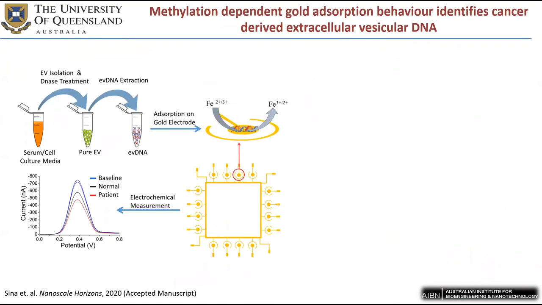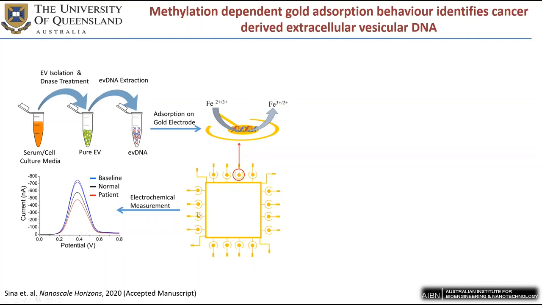We thought that, while we have tested genomic DNA and cfDNA, and found that our method can accurately detect cancer-specific DNAs, can we also try EV-derived DNA? We know that recently there are some publications showing that extracellular vesicles carry DNA as well. So we thought that probably our method can detect this EV-derived DNA as well.